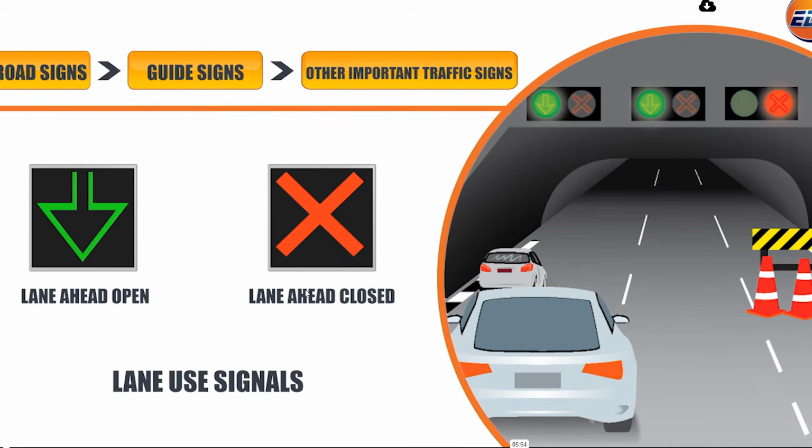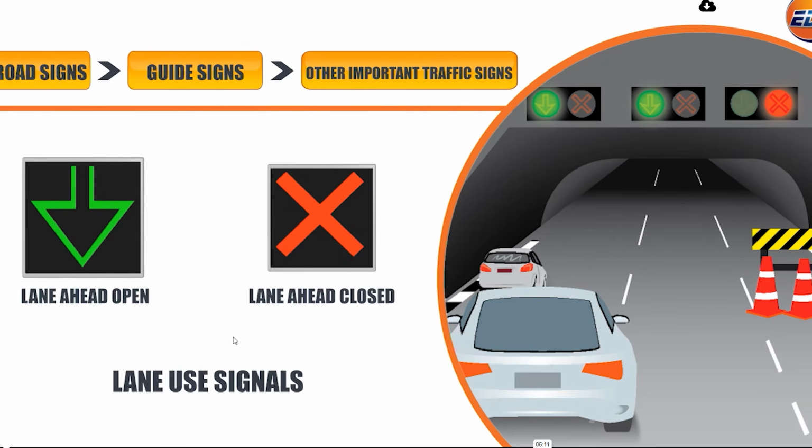Lane use signals. Lane use signals indicate lanes where you can and cannot drive. These signals are kept up above the lane to indicate the use of that particular lane. It can be commonly found at tunnels and basement parking.